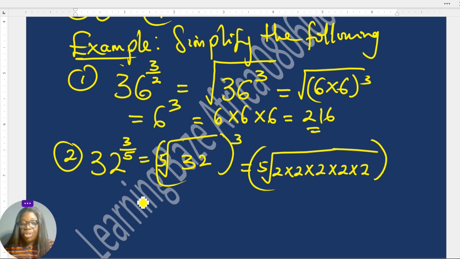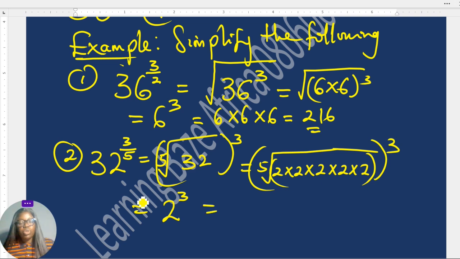And everything is raised to power 3. So you have to pick only one from here, because this is the 5th root, okay? The 5th root. So pick only 1, which is 2, then that will be raised to power 3. The 5th root of 32 is 2. So the answer is 2, then raised to power 3.